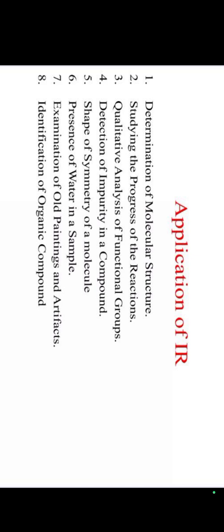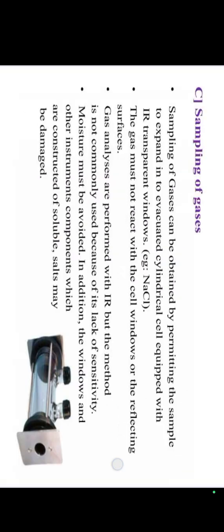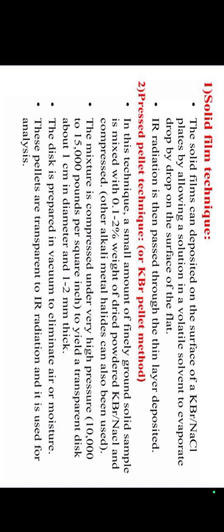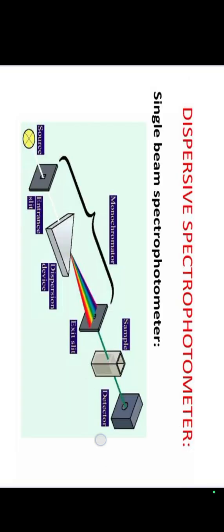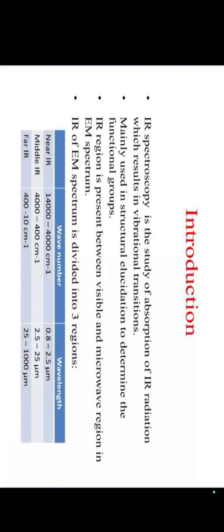Next we recollect the infrared radiation spectrophotometer. Today we see the infrared radiation spectrophotometer. First we see the introduction of IR spectroscopy. IR spectroscopy is used to determine the functional group. It is also known as molecular vibration spectroscopy or absorption spectroscopy.